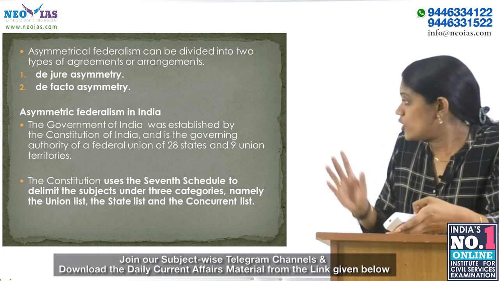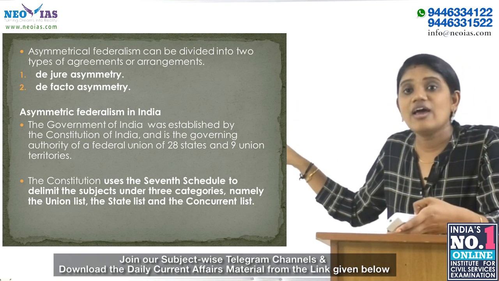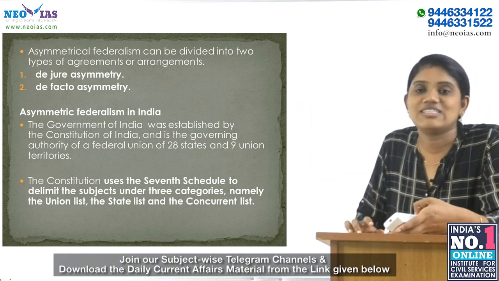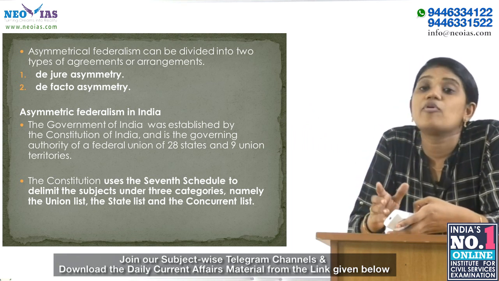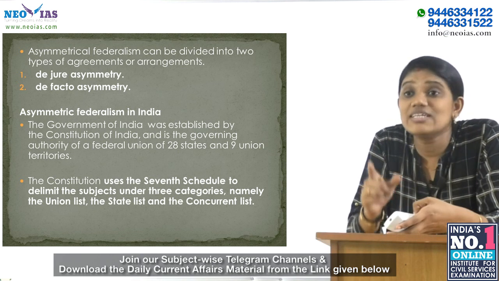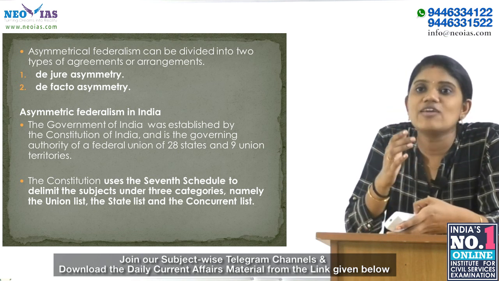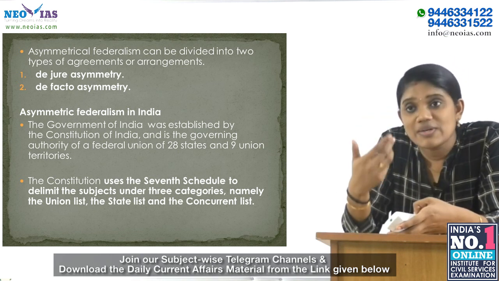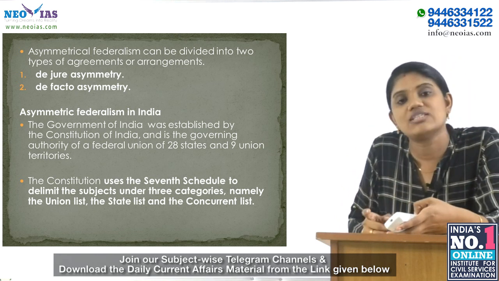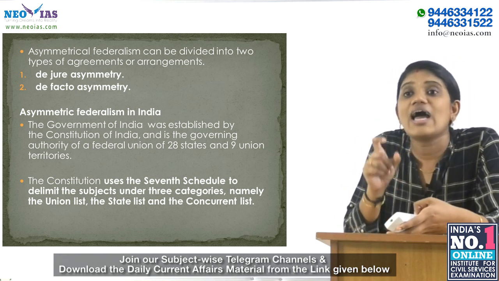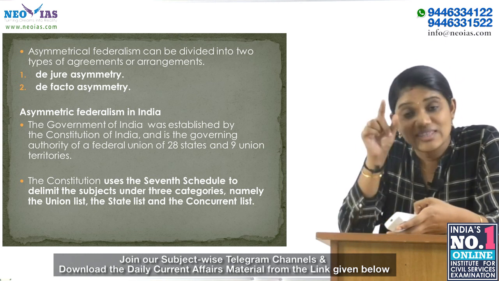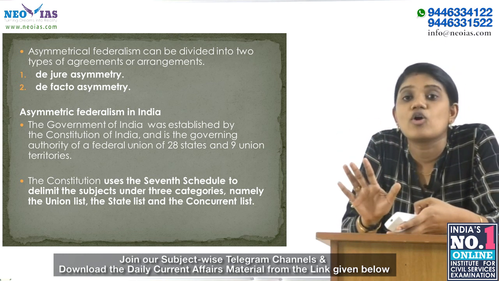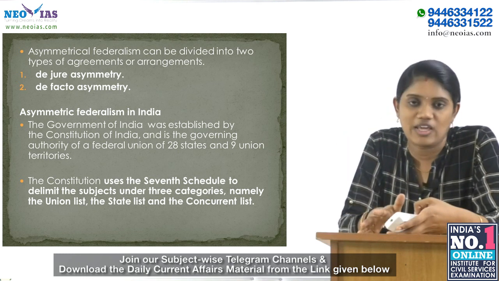Which are they? You know, de jure asymmetry and also de facto asymmetry. So in the first type, that is the de jure type of asymmetry, it resolves the differences in legislative powers, or we can say representation in central institutions, and also rights and obligations that are set in the constitution. Okay, so this type of asymmetry can be called de jure asymmetry.